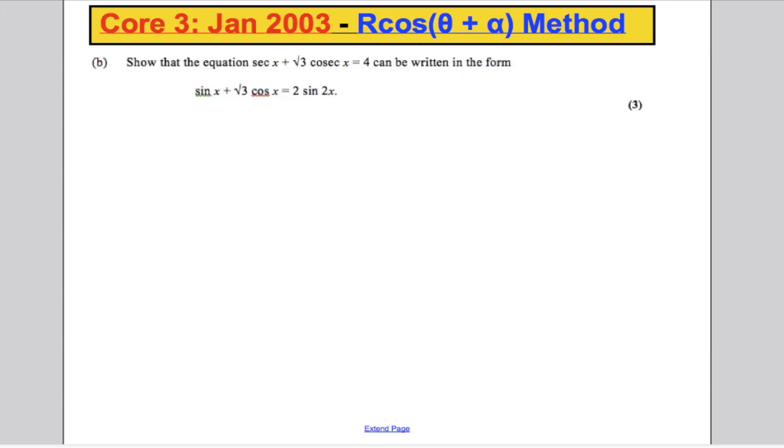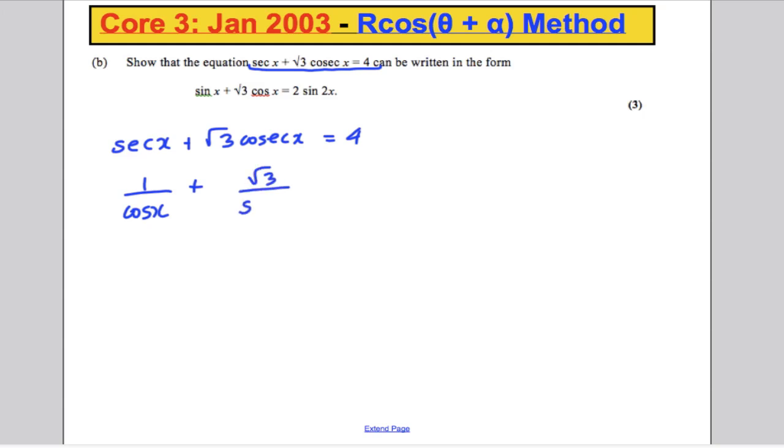Okay, moving on to part B. Show that this equation can be written in this form here. It doesn't look like it's anything to do yet with the other part. So we're trying to write the equation sec x plus root 3 cosec x is equal to 4, and show it can be written in that form. Probably best thing to do at this stage is simply to write down what sec and cosec mean. I.e. this means 1 over cos x plus root 3 over sine x is equal to 4.